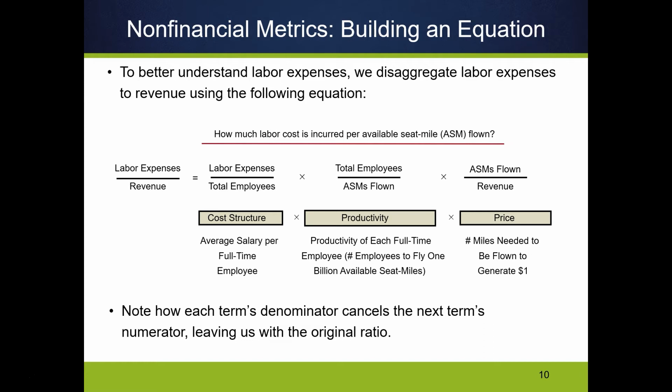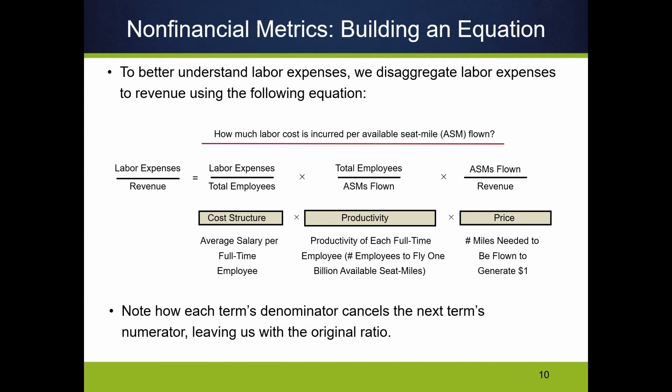Labor expenses divided by total employees. This is basically average salary. Total employees divided by average available seat miles. This is essentially productivity. How many employees does it take to fly a certain number of seat miles? Right? So maybe JetBlue uses 2 pilots and United uses 4 to fly the same number of seat miles, so it's an efficiency measure. And then the last one is available seat miles divided by revenue.